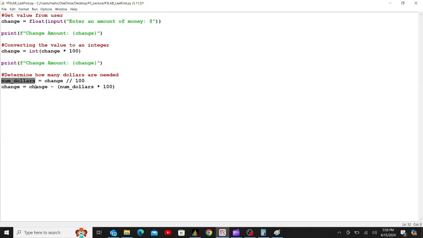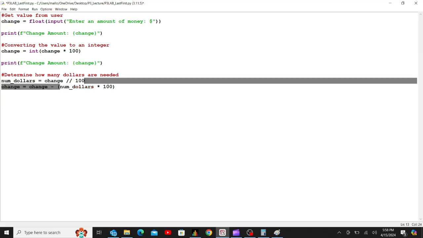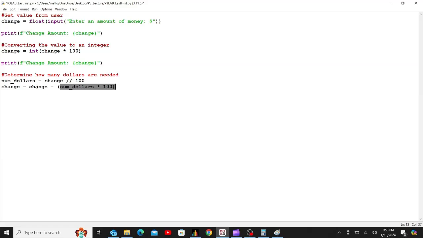So what we're going to do is take that amount of change, which would have been $3.99, and from it, we're going to subtract the number of dollars times 100. So if we were able to get $3 out of that, this would be a 3, and this would be 100. So this amount right here would total 300. Our change variable was $3.99. So if we take that $3.99 and we subtract 300 from it, the amount of change that we're left with is 99. The remaining 99 cents that we still owe to our user.